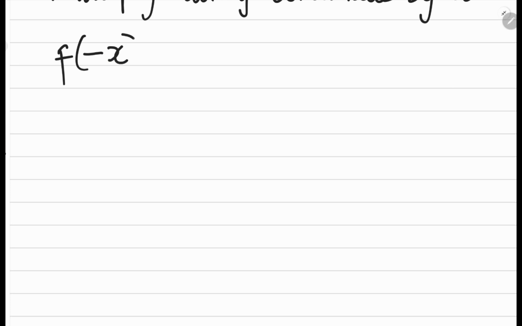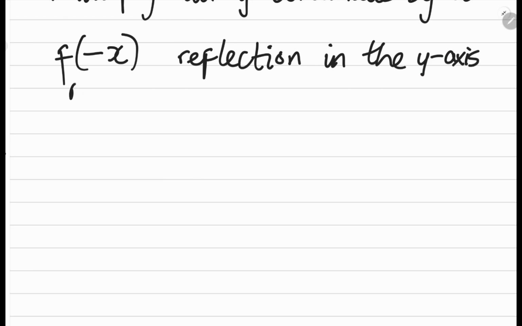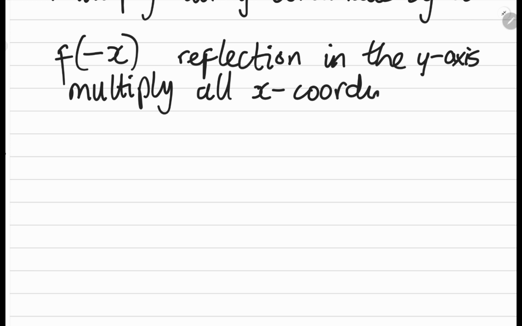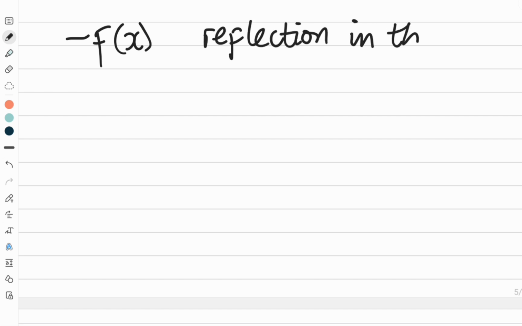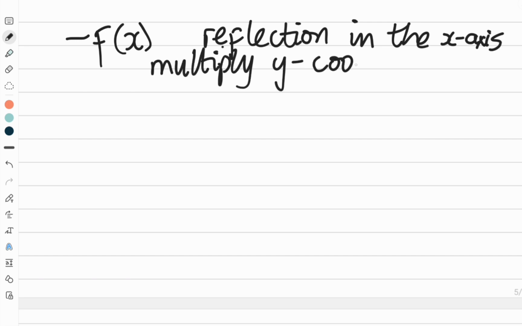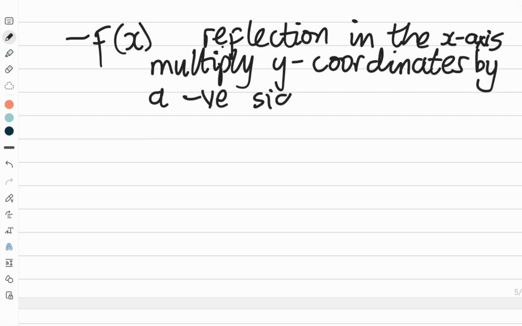F of negative x is a reflection in the y-axis. You multiply all x coordinates by a negative, so what's on the right will go to the left and vice versa. Negative f of x is our next transformation. That's a reflection in the x-axis. You multiply all y coordinates by a negative. What's below the x-axis will go above, and what's above will go below the x-axis.